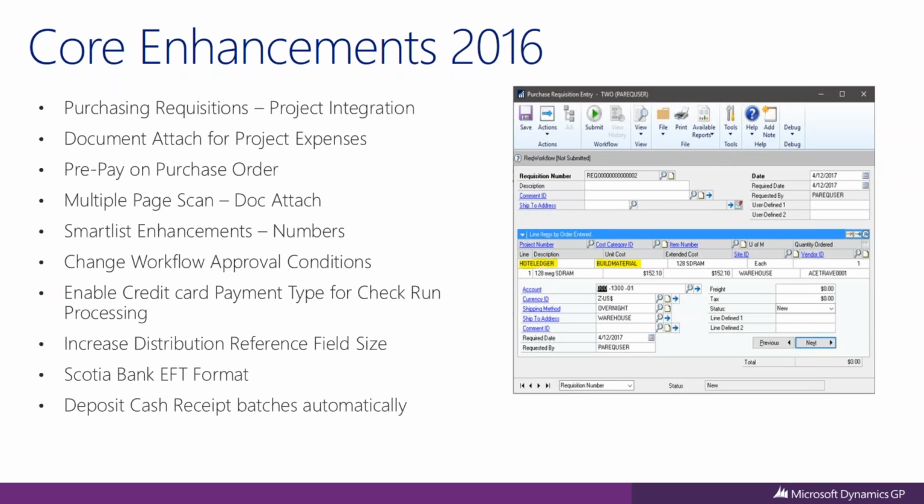They have increased the distribution reference field size, I think from 75 to 150, something like that. And for those of you, I know there's some out there who've requested being able to use the Scotiabank EFT format, which is essentially Canadian EFT format, it is now set out there as a standard, as a pre-done format. We don't have to jimmy that anymore and make the U.S. one work for Canada. And I've gotten this request over the years as well.